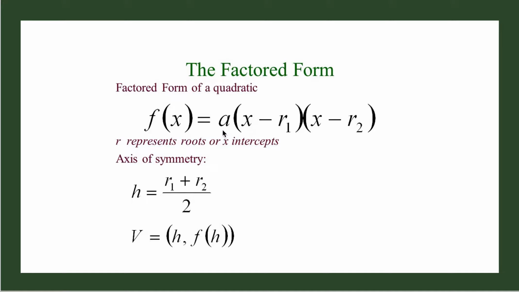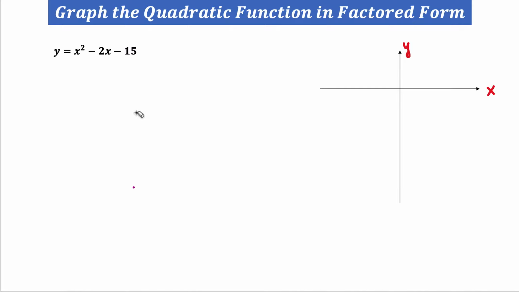Let me emphasize here that a signifies the vertical factor of compression or stretch, the same as we had, for example, in the standard form or vertex form of a quadratic function. Now let's illustrate with one example how we can solve this in factor form. This is the first in the standard form. Let me convert it into the factor form.